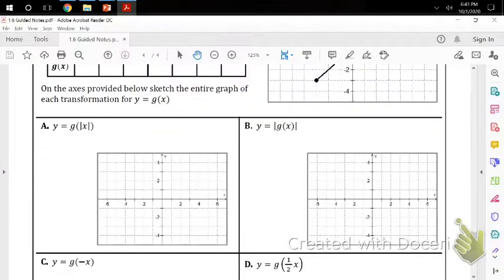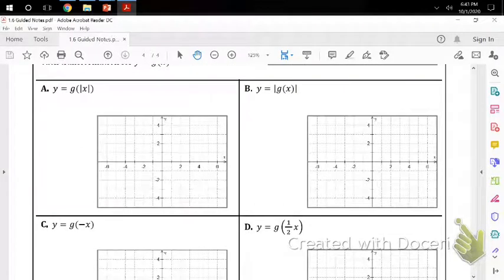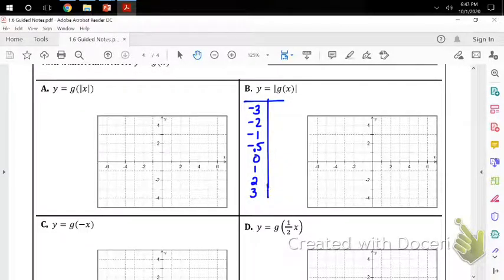So for B, our x's are going to stay the same. Include that x-intercept, okay? So x's are going to stay the same. So we have what? Negative 3, negative 2, negative 1, negative 0.5, 0, 1, 2, and 3. And then we're going to take the absolute value of our y values.